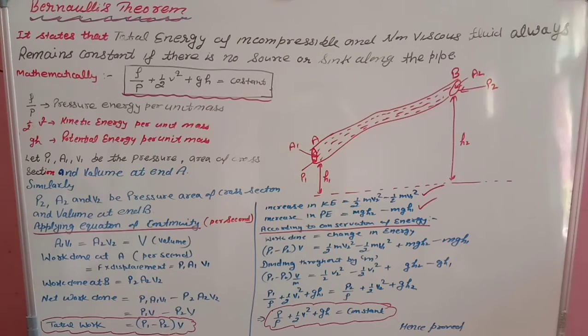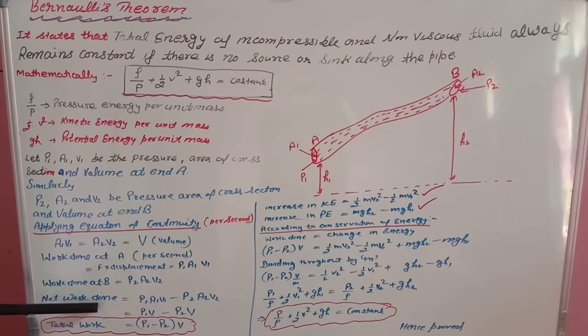Work done at A. Now what is work done? Work done is equal to force into displacement. Force is F, and you know force is equal to pressure into area. That's why I have written P1 A1. Displacement is velocity into time, and time is 1 second, so we are not writing it, we are writing only V1. So it is P1 A1 V1, and at B it is P2 A2 V2.